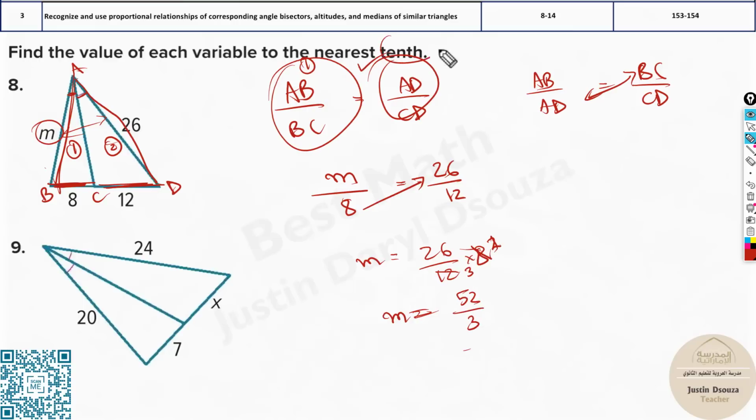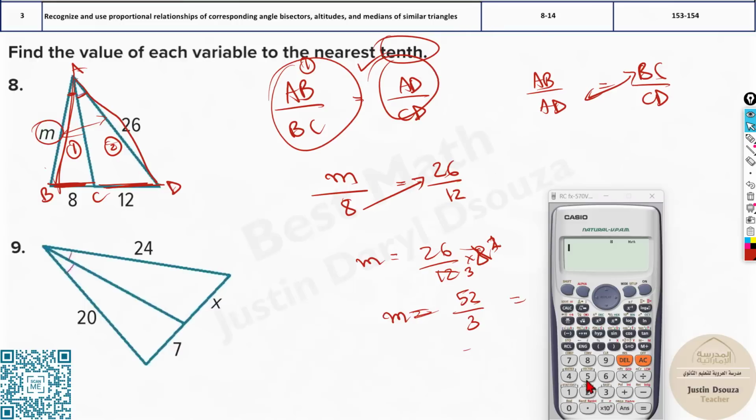And look over here, it's nearest tenth. That means we have to do it in calculator here. So 52 divided by 3 would be 17.33, but nearest tenth means only one digit after the decimal.